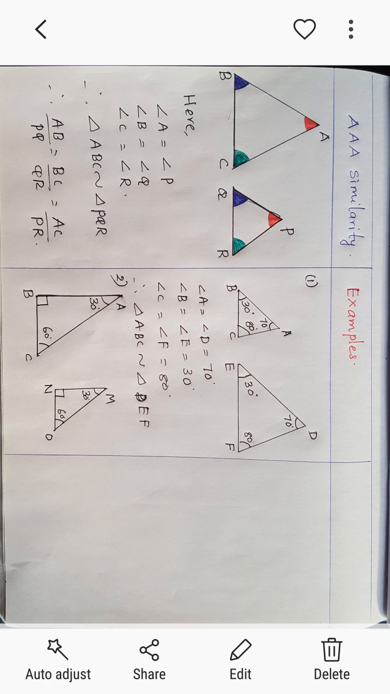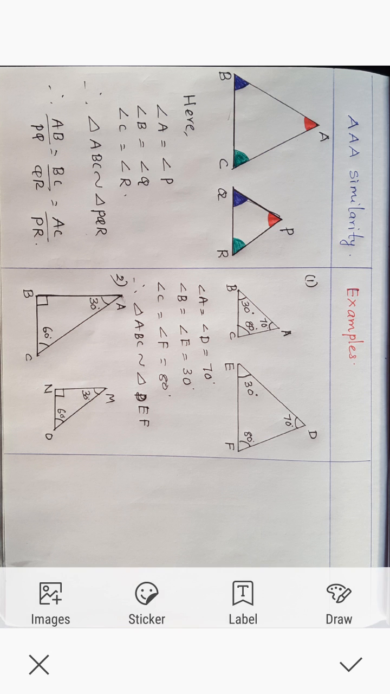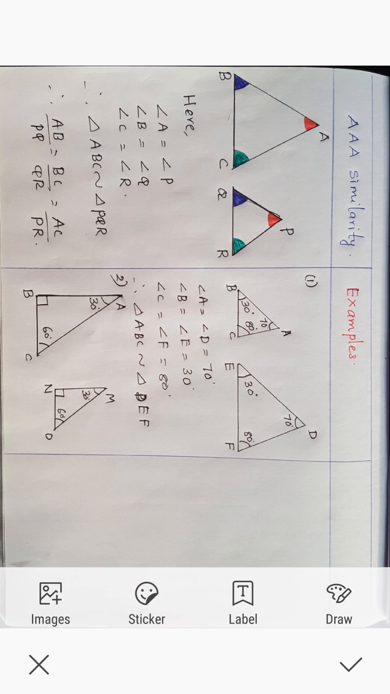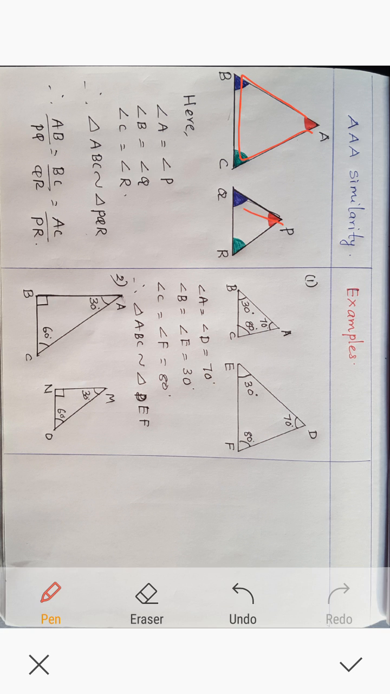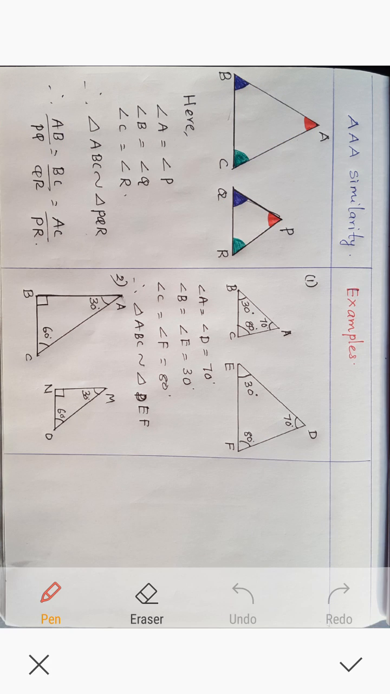See the first similarity criterion. It is the AAA similarity criterion, isn't it? What does AAA stand for? It stands for the 3 angles of a triangle. Here we are explaining for pairs of triangles with the same shape. Okay, here triangle ABC and triangle PQR have the same shape, but they are of different size.